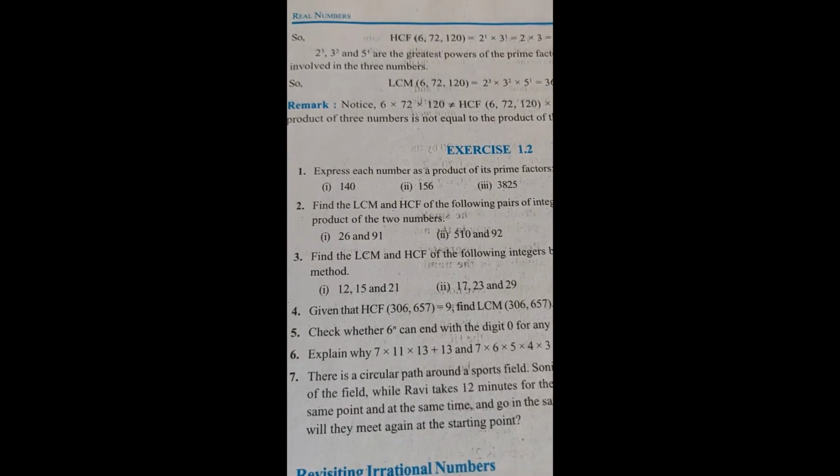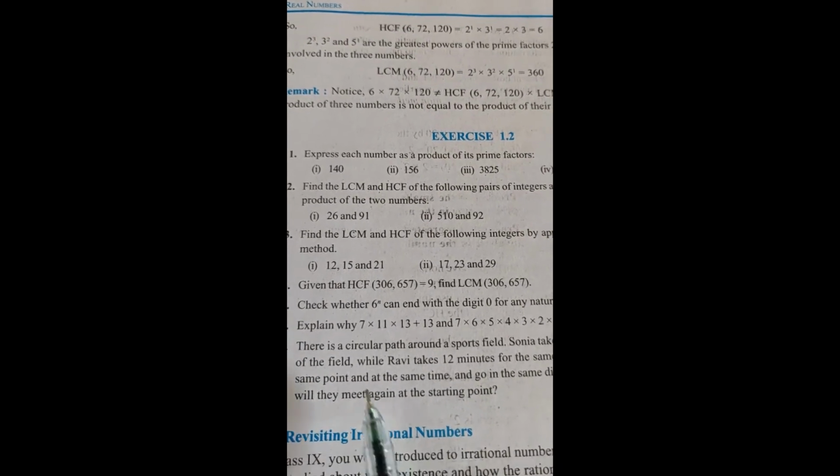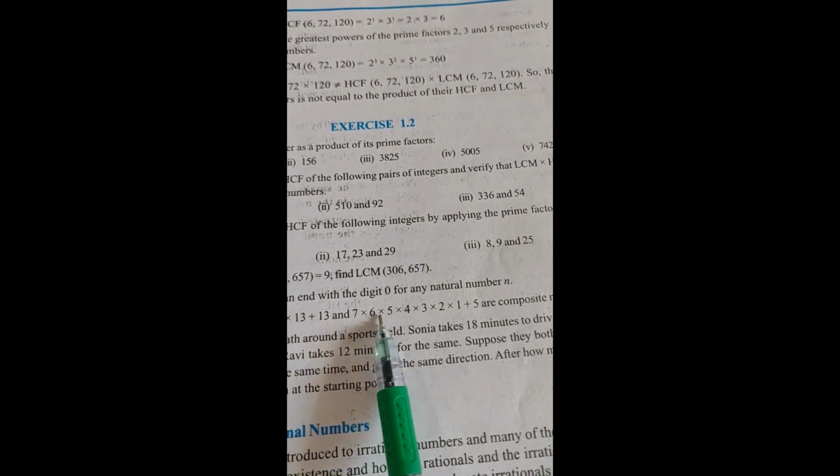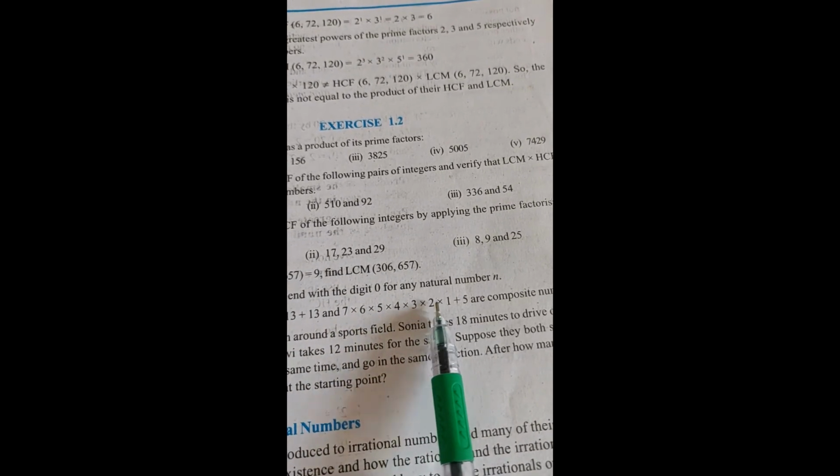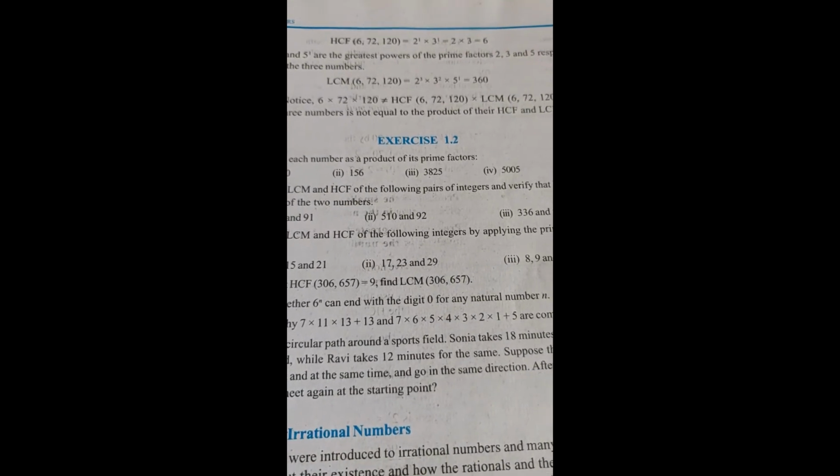We are doing question number 6 now. Explain why 7 into 11 into 13 plus 13, and 7 into 6 into 5 into 4 into 3 into 2 into 1 plus 5 are composite numbers. I'll solve one for you, and the second one will be work for you. So we are taking 7 into 11 into 13 plus 13.